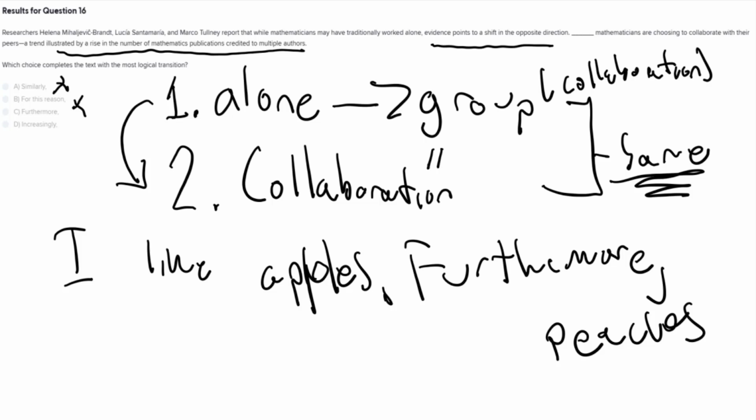So we can cross out C, and then D says increasingly. Increasingly is actually a great option for this because increasingly elaborates on it. It reaffirms the previous idea. So I say we go with D and then we move on.